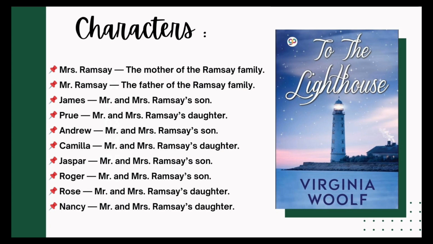The next is Mr. Ramsay, the father of the Ramsay family. In part 1, he denies his wife and son to go to the lighthouse, argues with his wife, and hosts friends at the summer house. In part 2, he is distraught after the death of his wife and 2 children, Prue and Andrew. And then, James, Prue, Andrew, Camilla, Jasper, Roger, Rose, and Nancy are Mr. and Mrs. Ramsay's sons and daughters.